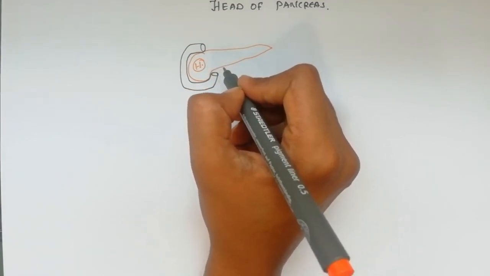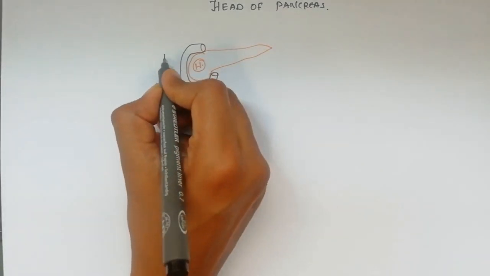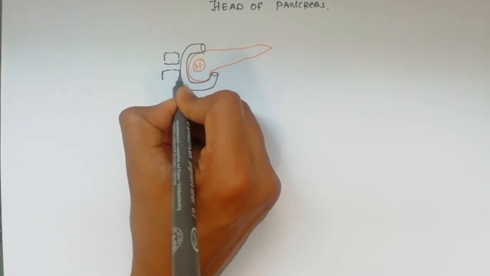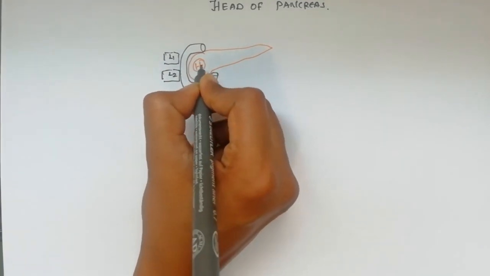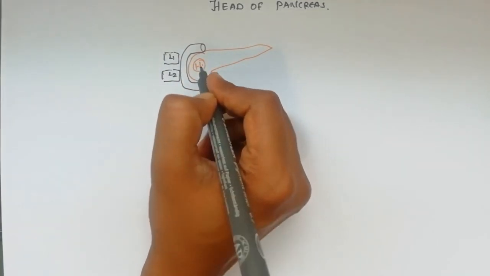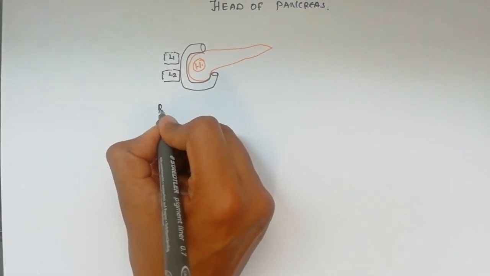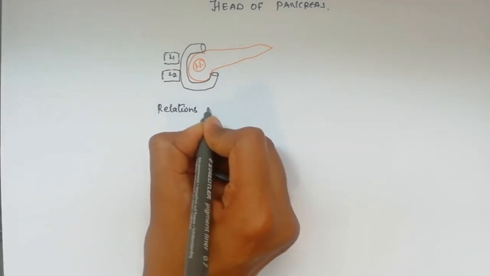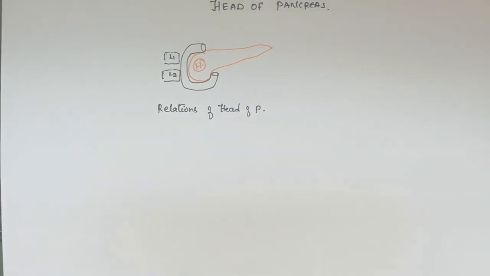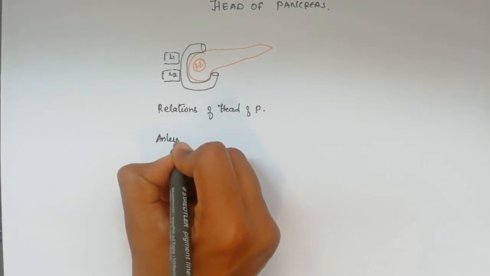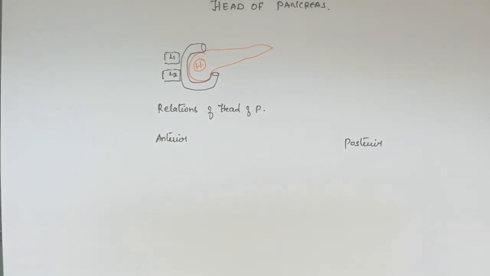Talking about head, first we are going to see where it is related. We have vertebrae related posteriorly, L1 and L2 vertebra. So at the level of L1 and L2 vertebra we have this head of pancreas. Now we will move on to the relations of head of pancreas, which we are dividing into anterior relation and posterior relation.